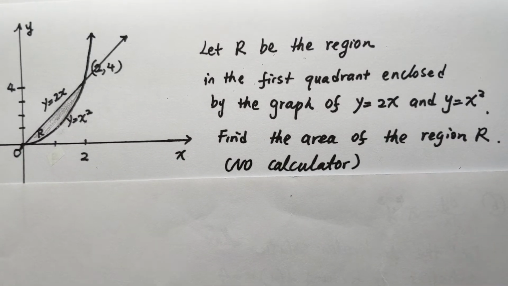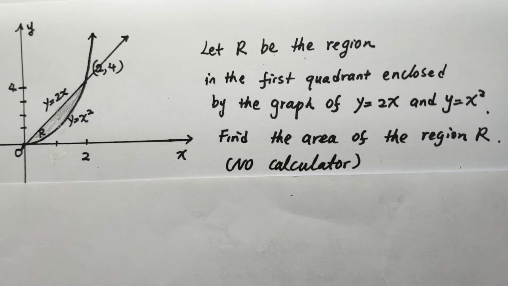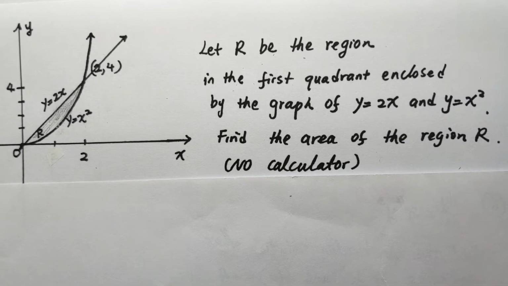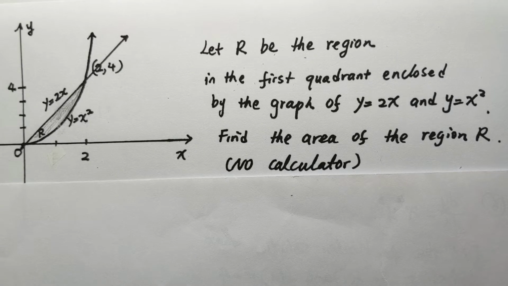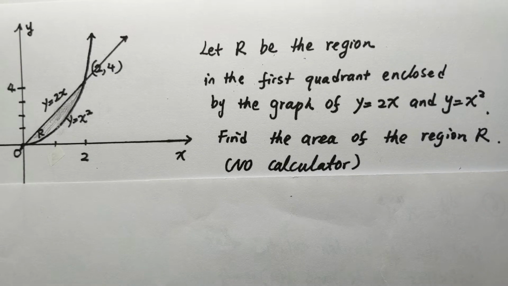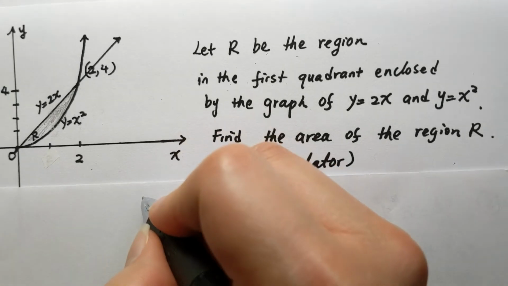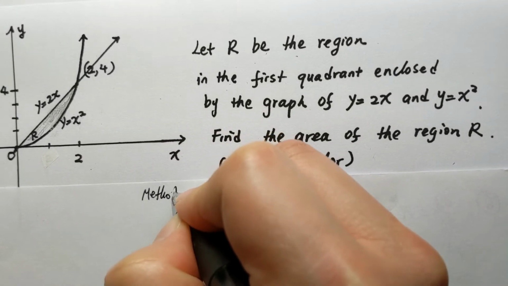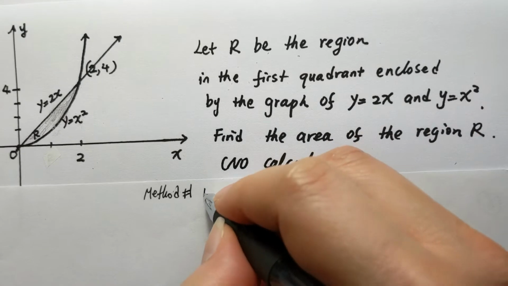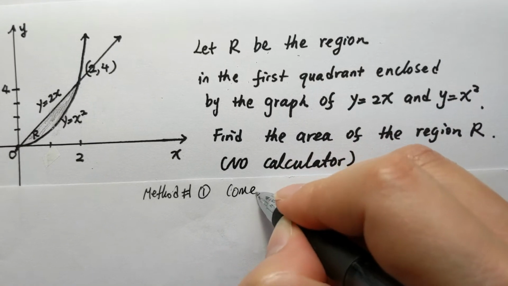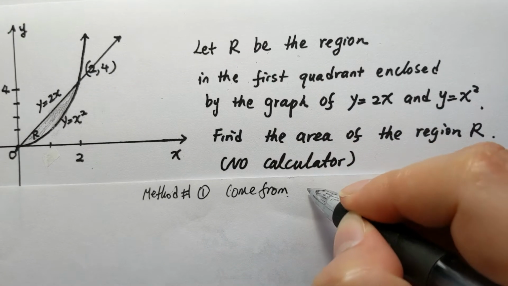So if you look at region R, it's an irregular shape, so we cannot use any geometric formula to find it. So we have to use different methods. Today I'm going to show you two different methods. Okay, method number 1 comes from rectangular approximation.